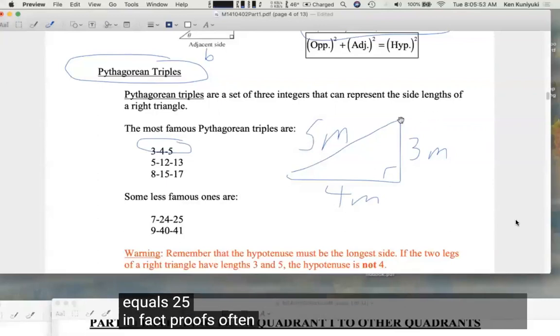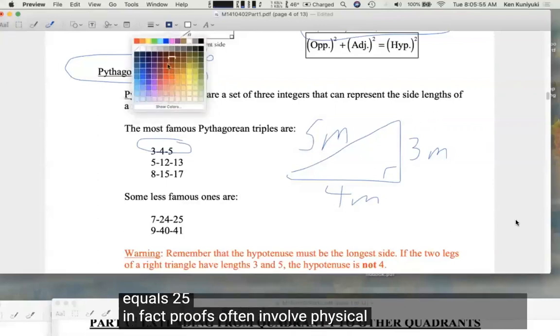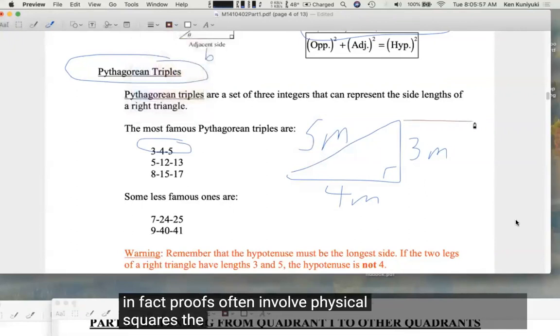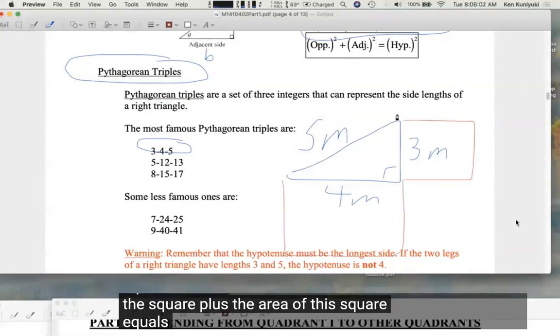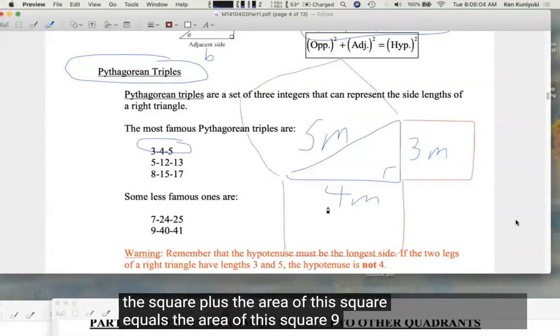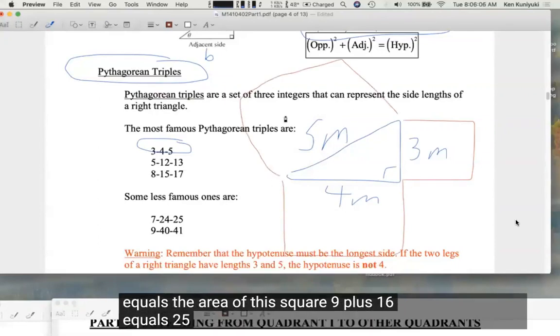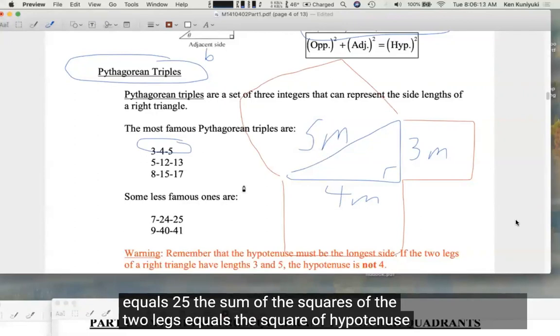In fact, proofs often involve physical squares. The area of this square plus the area of this square equals the area of this square. 9 plus 16 equals 25. The sum of the squares of the two legs equals the square of the hypotenuse.